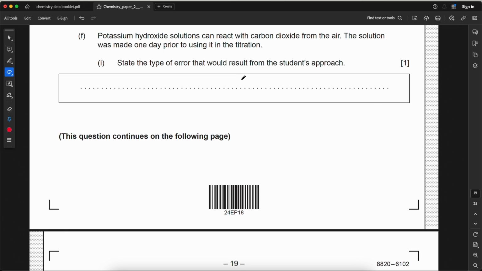Potassium hydroxide solution can react with carbon dioxide from the air. The solution was made 1 day prior to using it in the titration. State the type of error that would result from the student's approach. That would be systematic error. Okay.